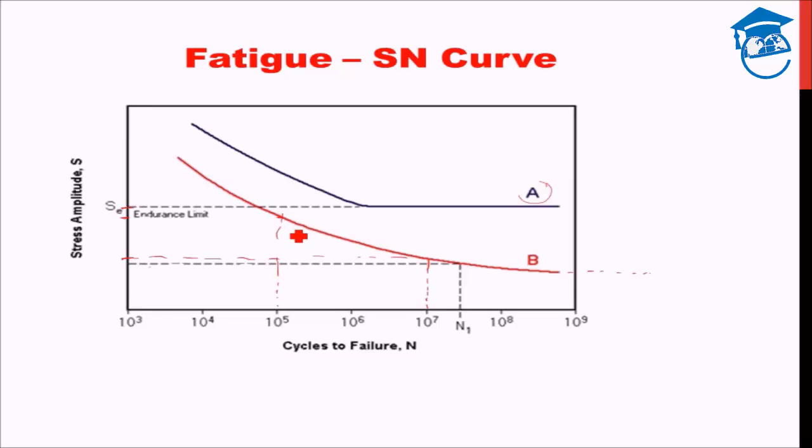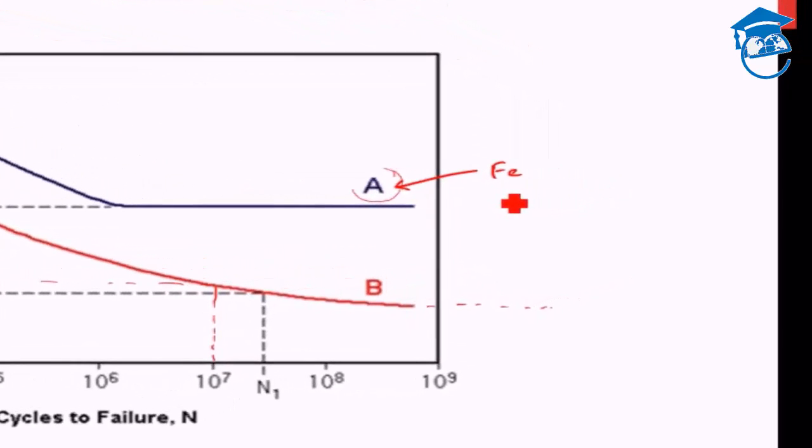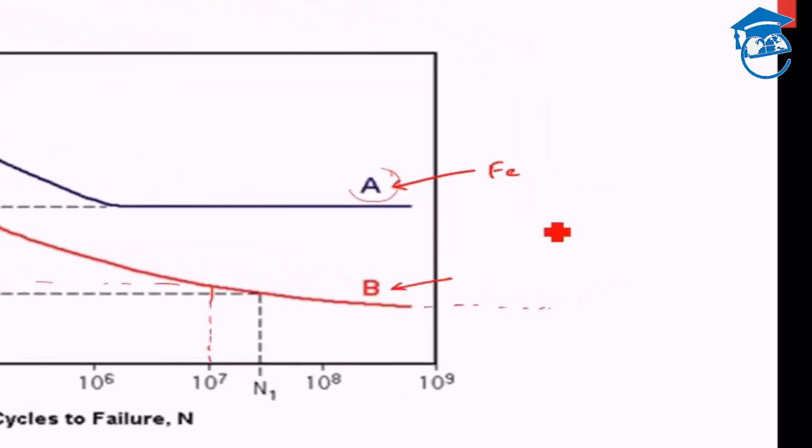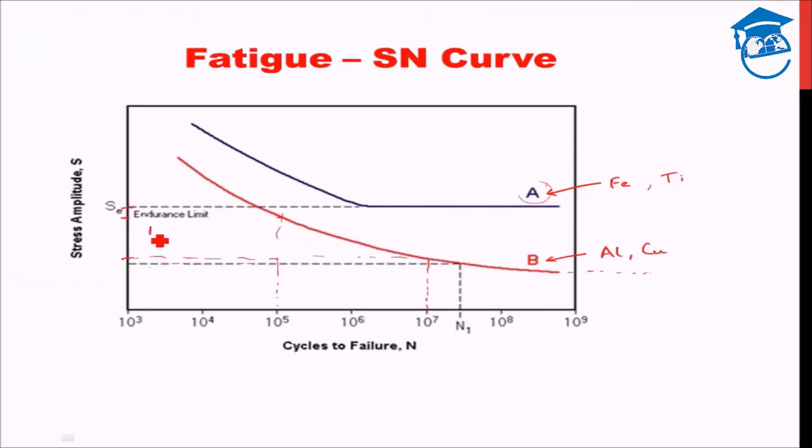Now you might ask what are the types of materials which fall under the A category and what are the types of material which fall under the B category. The A type of materials are basically the iron based materials. B are mostly other alloys like aluminium, copper, those things. So iron and also titanium are shown to have an endurance limit, also known as fatigue limit. Such materials will have a limit, a minimum stress amplitude below which fatigue failure will not occur.